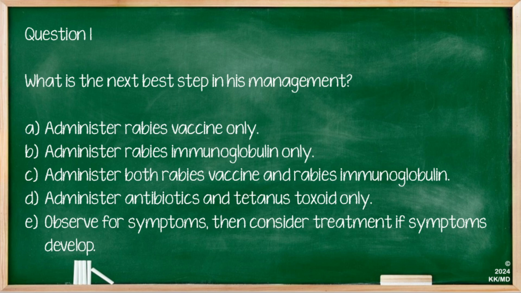So if you recall, we talked about the importance of providing the treatment as soon as practically possible, regardless of development of any symptoms. Therefore, automatically you should know that option E is completely inappropriate. We also talked about the importance of providing both passive and active immunization, and that would come through administration of both immunoglobulin as well as the vaccine. Therefore, the correct option is going to be option C.